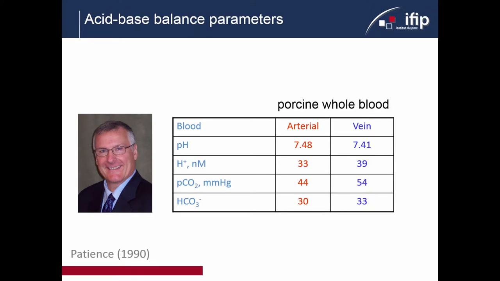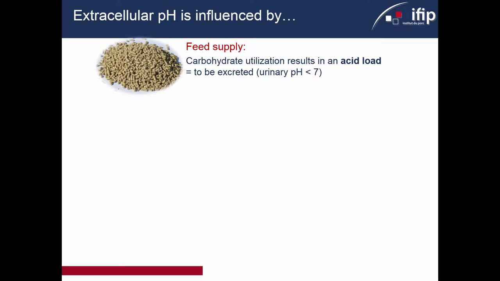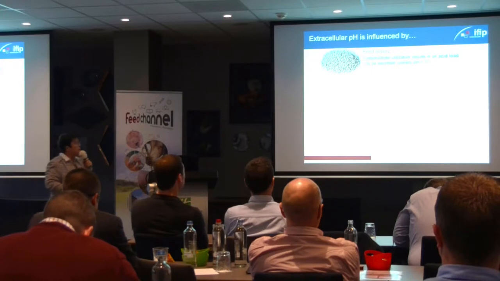On this table, you can see that one of the main criteria that helps the animal to regulate its homeostasis status is pH. And this criteria is very, very strongly regulated by a lot of different mechanisms that help to buffer the system. The animals have to buffer the system because when we feed them, in fact, it corresponds to an acid load due to the utilization of carbohydrates. And this acid load can be easily checked because we can measure pH below 7 in the urine.